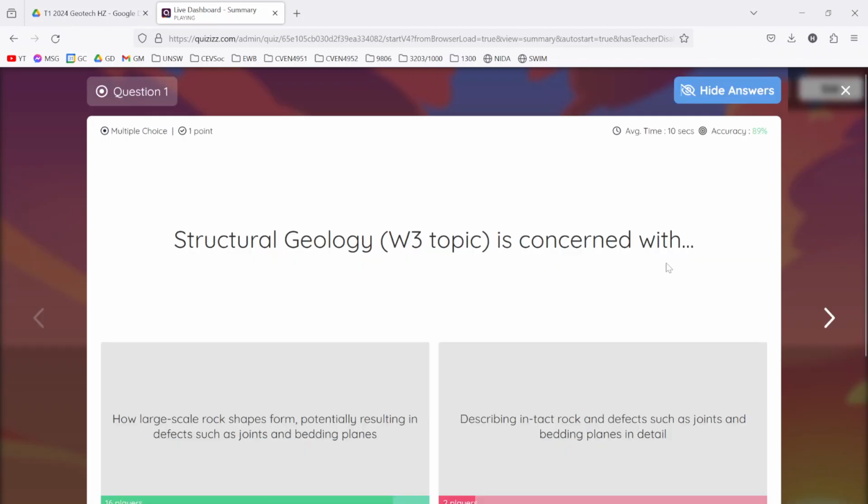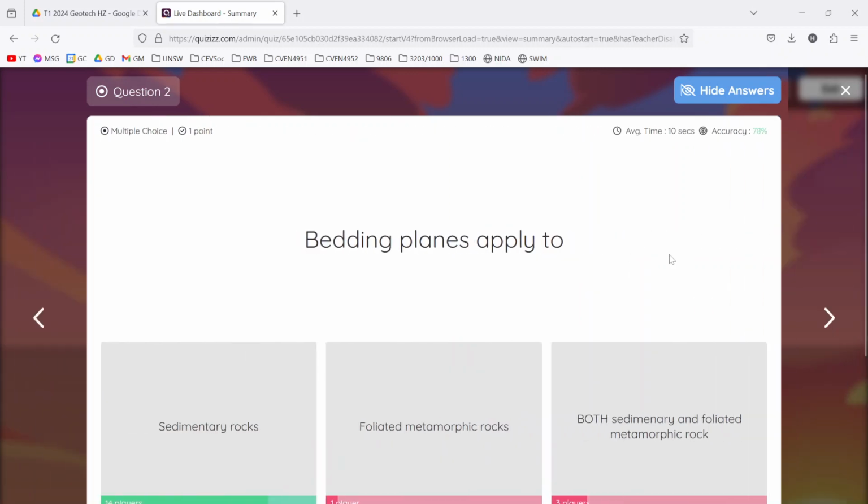A very good class accuracy. Okay, so next week's topic will be describing intact rocks and defects. This week was just focusing on how everything formed. I kind of trolled you guys a little bit. So basically, sedimentary rocks are the ones that have bedding planes. Foliated metamorphic rocks do look like this, right? But I'll tell you how they form.